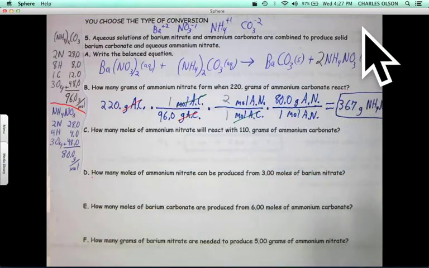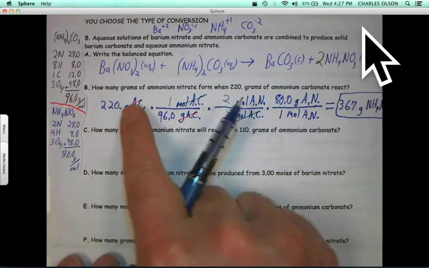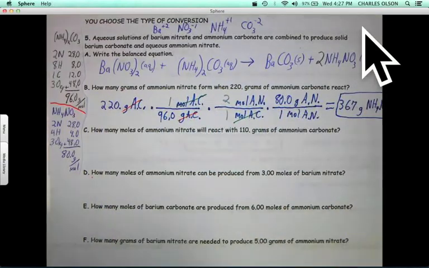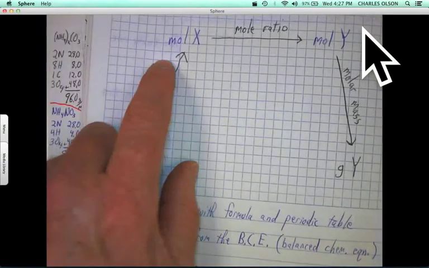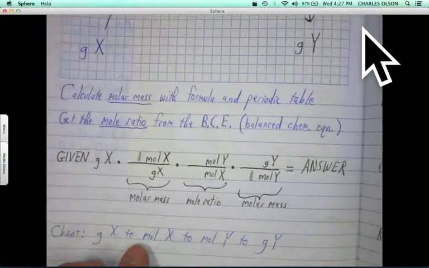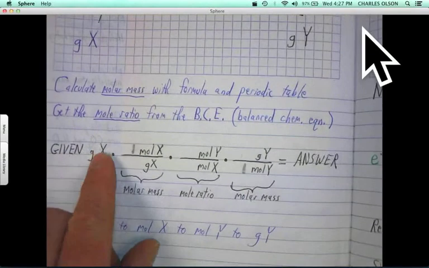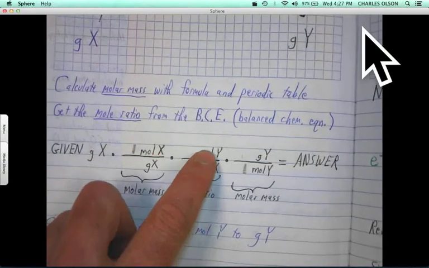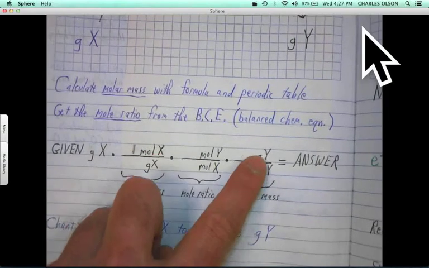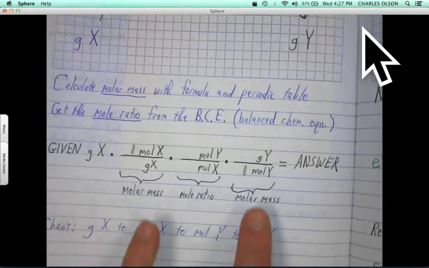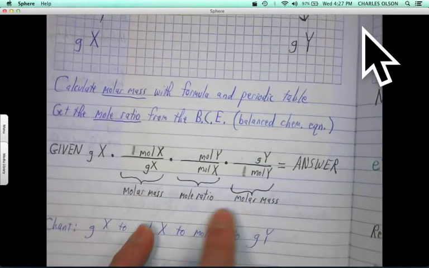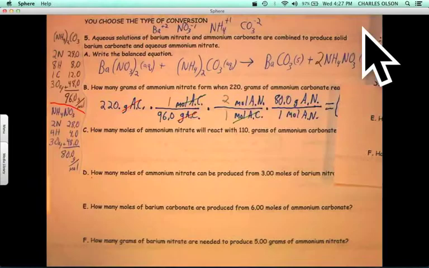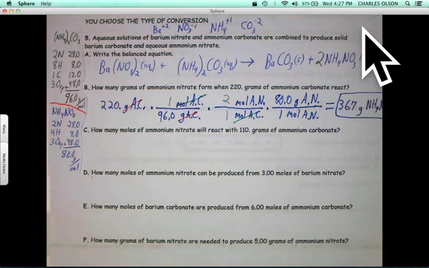All right, so that was our first problem. It was a grams to grams. That is the most complicated one. Grams to moles to moles to grams. And the computation looks like this. Grams of X, out of grams of X to moles of X, out of moles of X to moles of Y, out of moles of Y to grams of Y. 3 conversion factors, 2 of which are molar masses, and 1 is a mole ratio from the balanced chemical equation. Okay, that was a complicated problem.